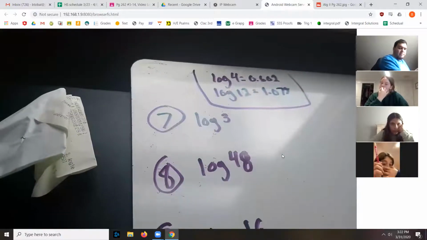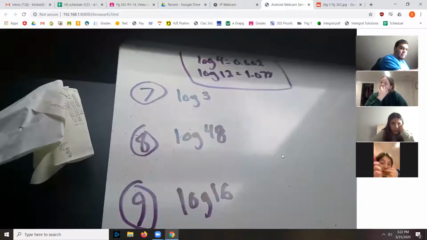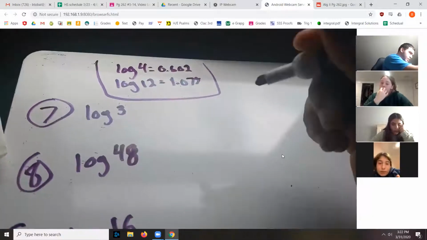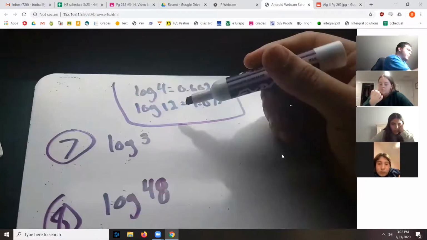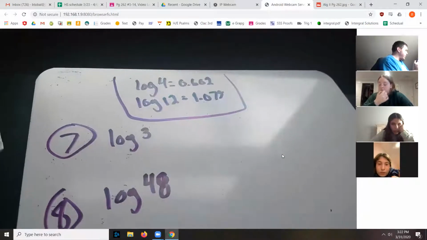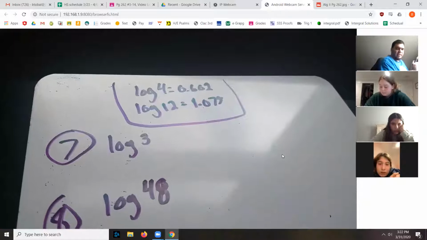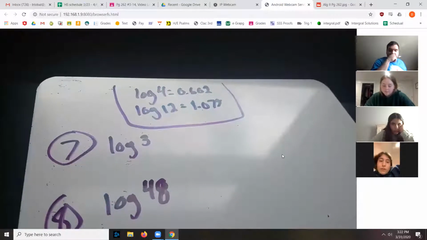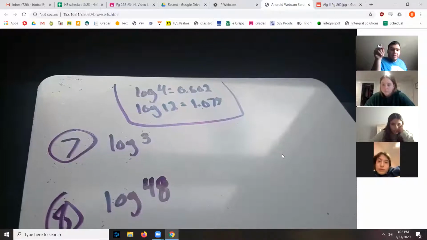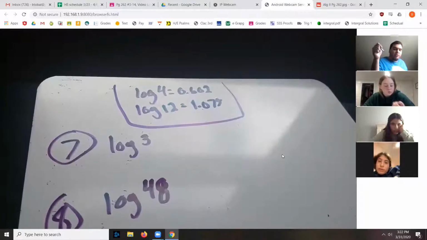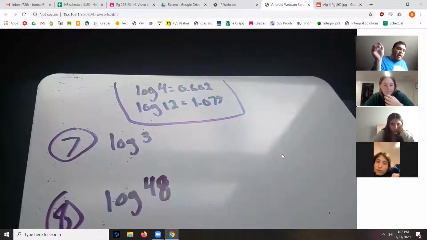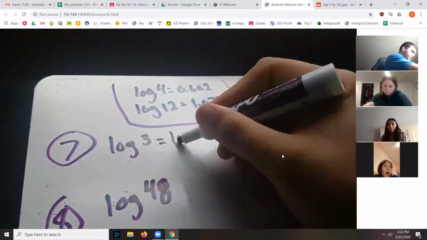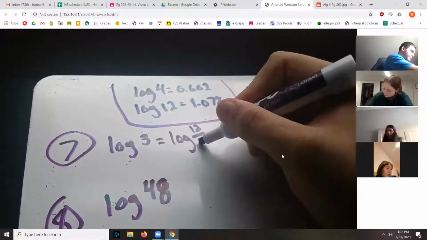So let's look at the first one. Number 7, log base 3. The only thing we're given is 12 and 4. Can anyone try to think, what can we do with 12 and 4 to get 3? 12 divided by 4. 4 times 3 is 12. And Racheli said it, we need to use 12 and 4, so we can do 12 divided by 4. So I can rewrite this as log of 12 divided by 4.